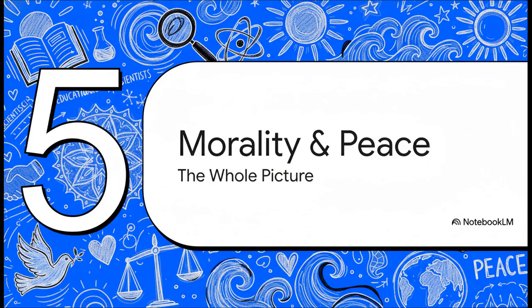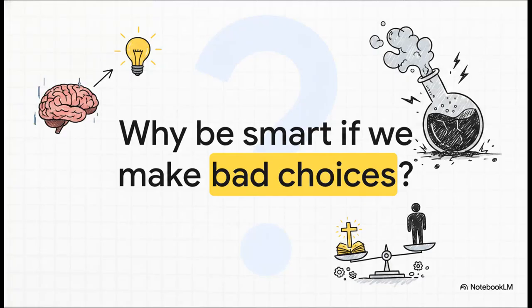But we don't just want to be smart scientists, right? We want to be wise individuals. Let's pivot to Section 5, Education, Morality, and Peace, the whole picture. I want to ask you a really serious question. What is the point of being smart and supposedly educated if you continue to make bad choices that hurt yourself and others?